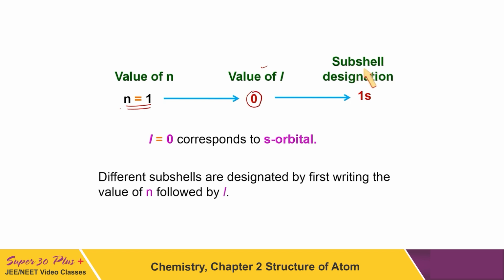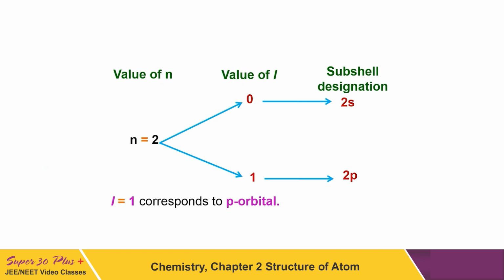And the subshell which is assigned for this value is 1s. Different subshells are designated by first writing the value of n followed by l, meaning nl. When I say 1s, this value 1 is n and this s is l. Alright, now if the value of n is 2, what are the possible values of l?